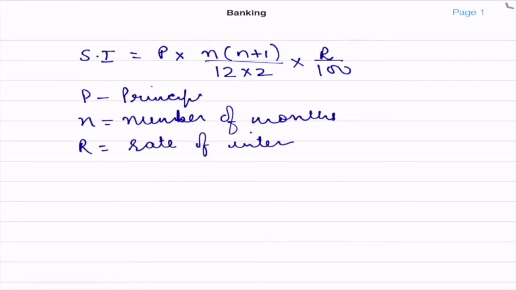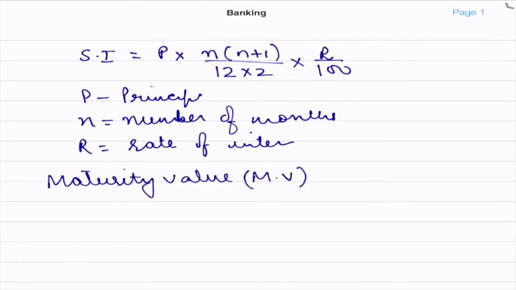And the last formula is the maturity value. Maturity value means the amount received at the time of maturity. So its formula is P into N plus simple interest, SI. So you need to remember these two formulas for solving the questions. This concept will be more clear with the help of examples.